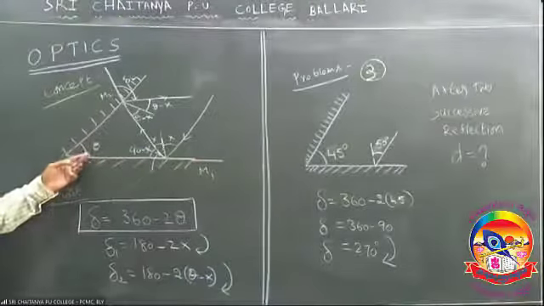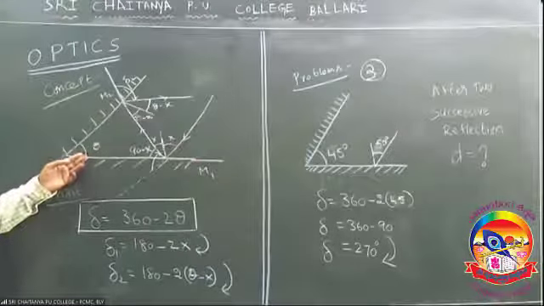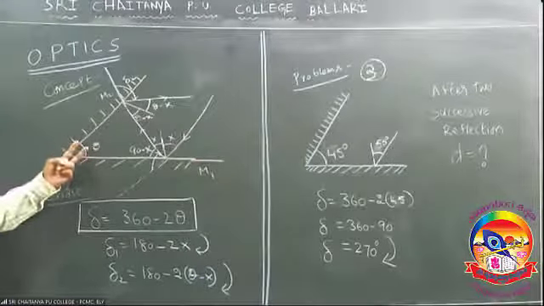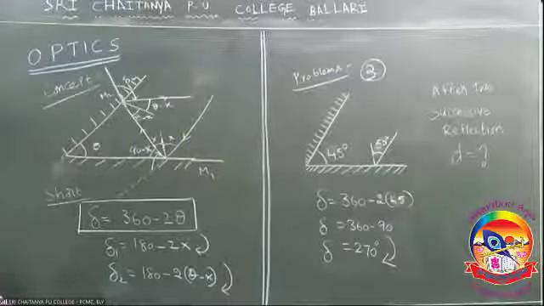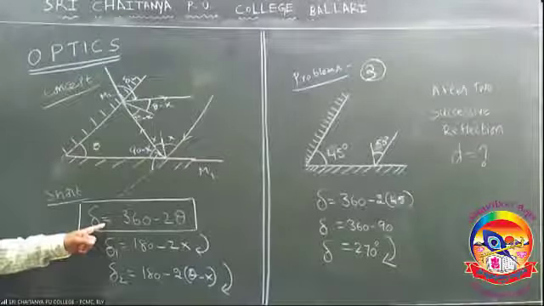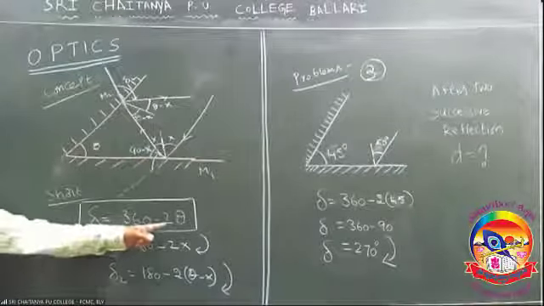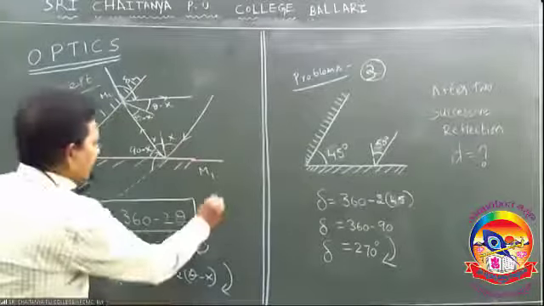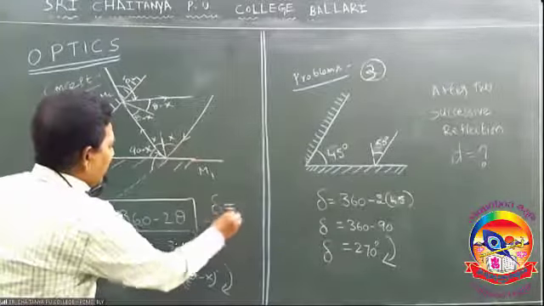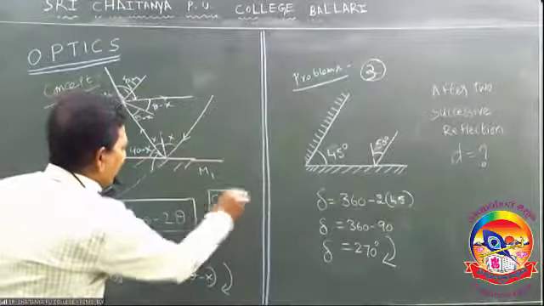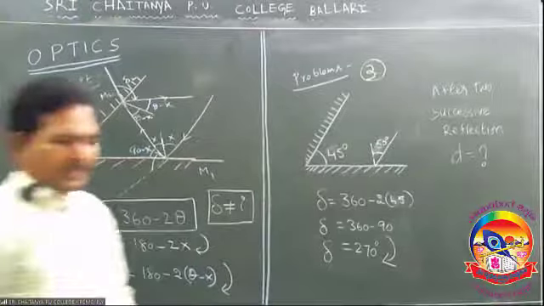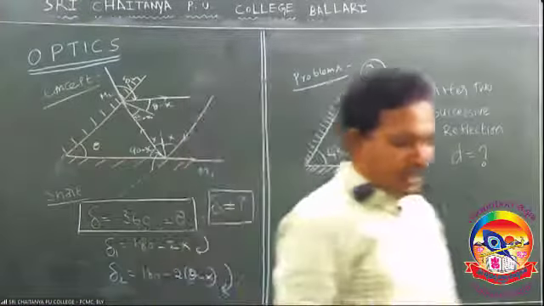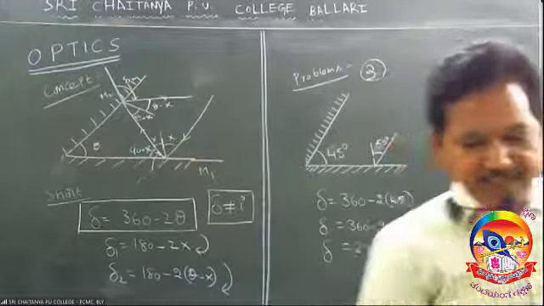What is that model? After 2 successive reflections, calculate the total deviation. Shortcut: delta is equal to 360 minus 2 theta. Here delta is independent of i, the angle of incidence.